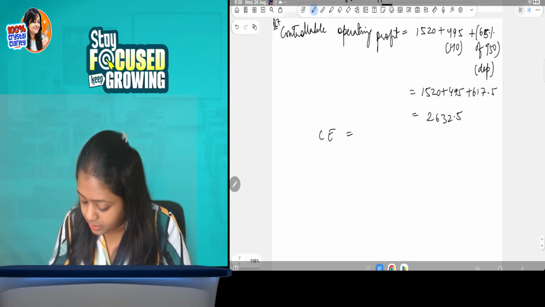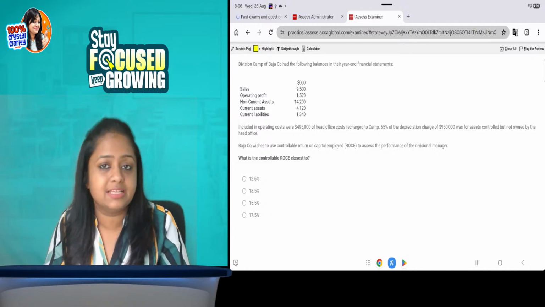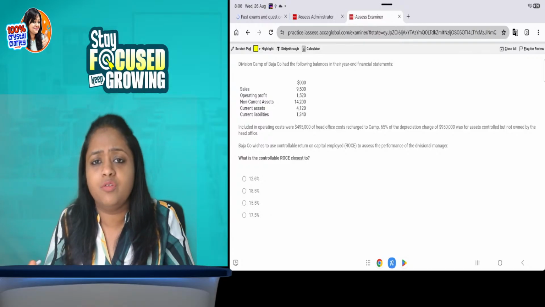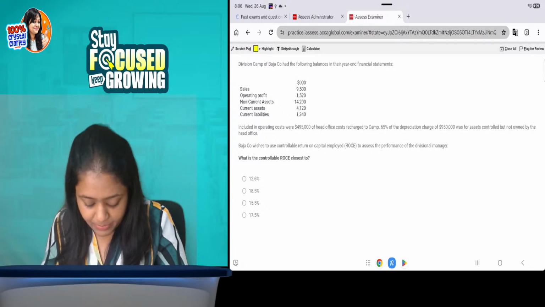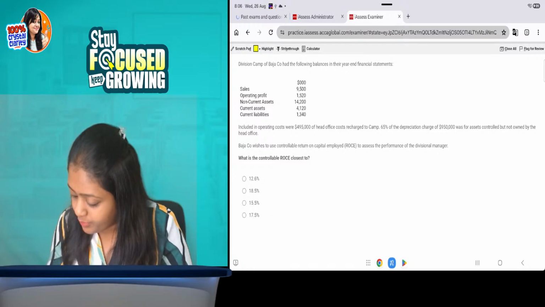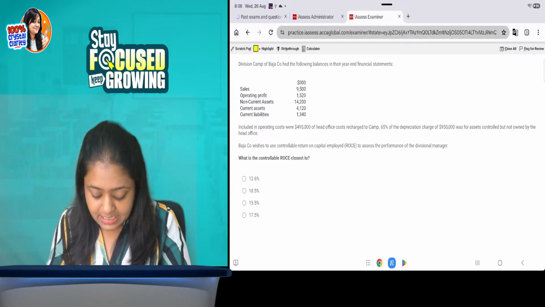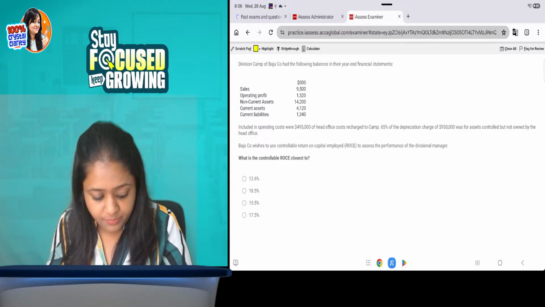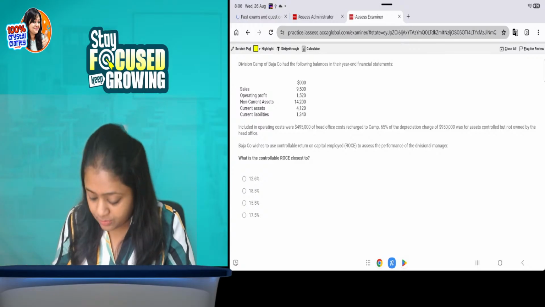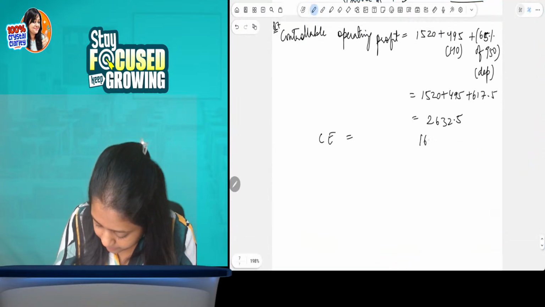Now let's have a look at the question. Capital employed is always non-current assets plus current assets less current liabilities, right? Total assets less current liabilities. Always, we have been following this concept. So let's follow it. Total non-current assets are 14,200 here. Current assets are 4120, less current liabilities of 1340. So I get here 16980, right? 16980 is my capital employed.